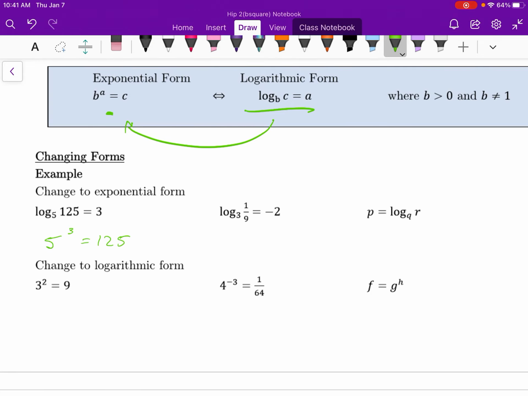Now let's try this one. And it's really, really good to say it aloud. Log base 3 of 1/9 is equal to negative 2. Base 3 to the power of negative 2 is indeed 1/9.